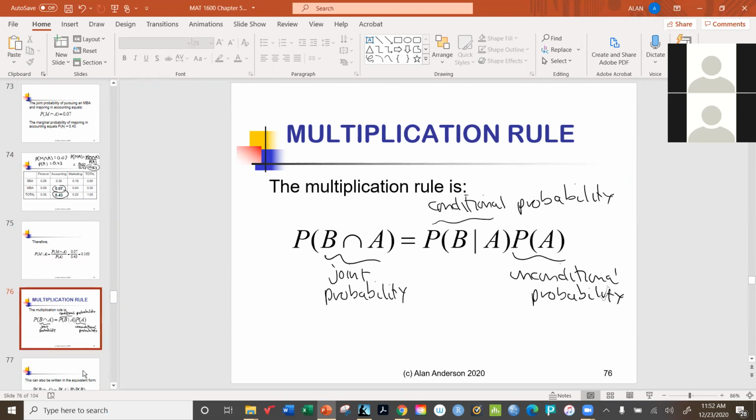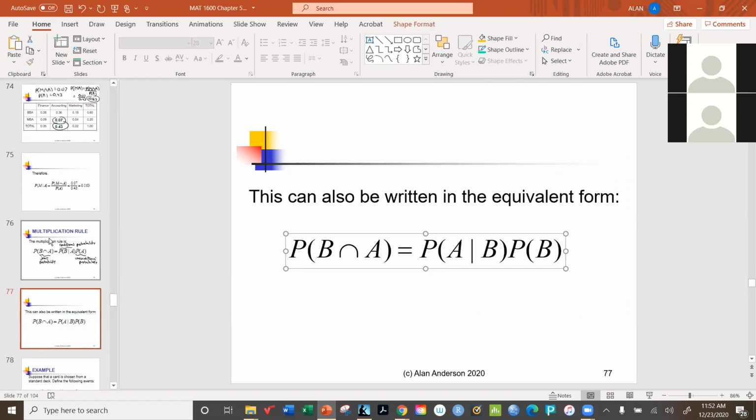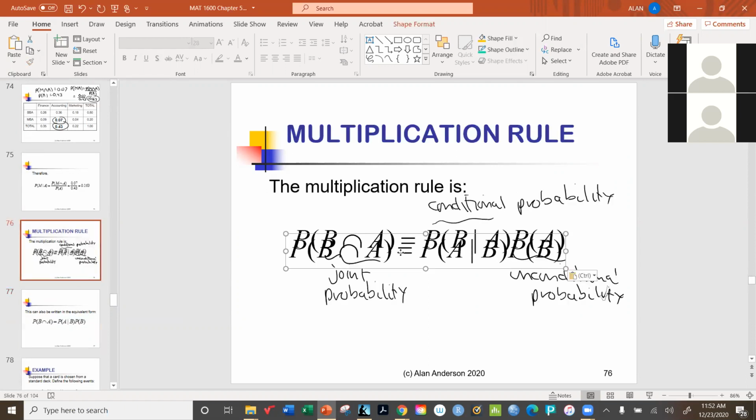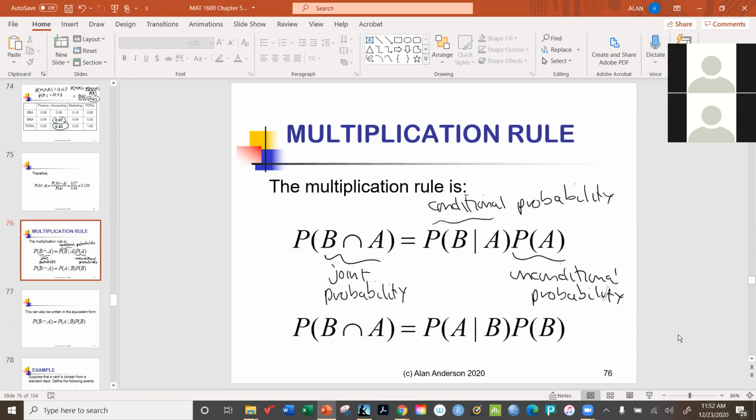Now, I'm going to copy this here so you can see them side by side. It turns out that you can do this either way. Which one you choose will depend on what kind of information you actually have, but both of these represent the same thing. This is our so-called multiplication rule. And you can see it is by far the most complicated of our 3 rules. Oh, yes, it is.